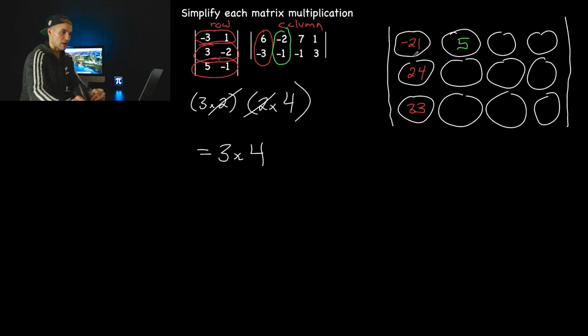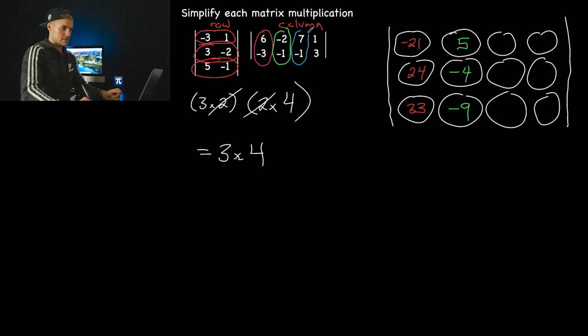Then we're going to have second column, second row, second row, second column. So 3 times -2, -6, plus -2 times -1, which is +2. So that's going to give us what? -4, like that. And then third row, second column, third row. So 5 times -2, -10, plus 1. That's going to give us what? -9, like that.